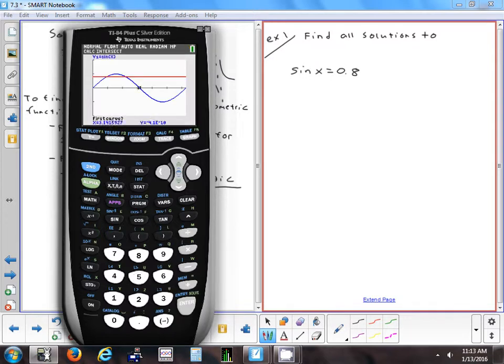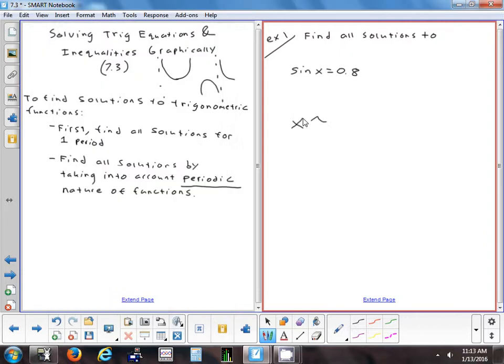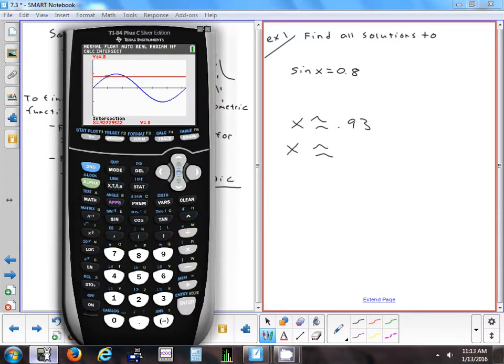All right, let's do the first one. Okay, that fits the first quadrant, 0.93. And does anybody have that second intersection point? 2.214.